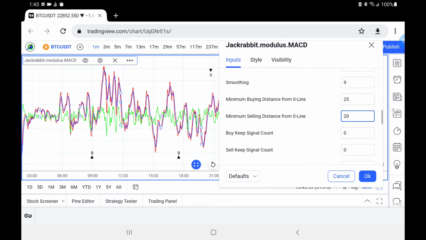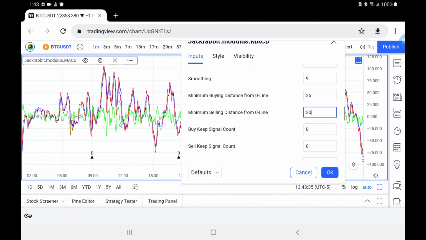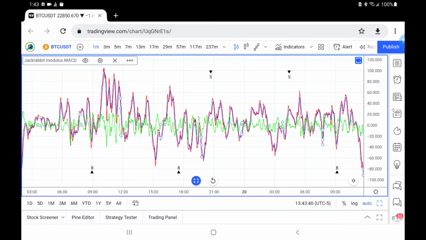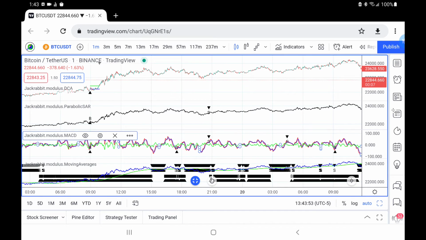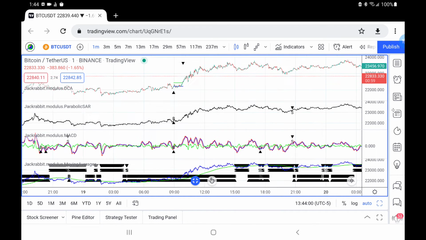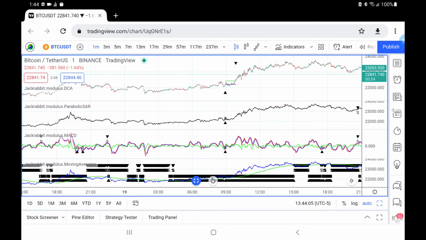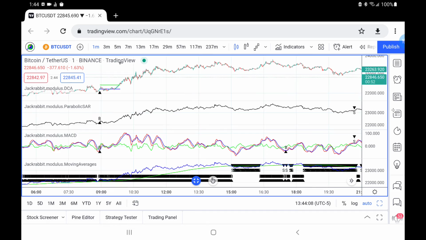There we go. So a selling of 20 and a buying of 25. That's a pretty good range, and it looks like it's going to produce some very good results. Of course, we can always come back and check it. So there we are. We see the MACD purchased. So let's see if we can find a completed trade cycle. Let's enlarge this.